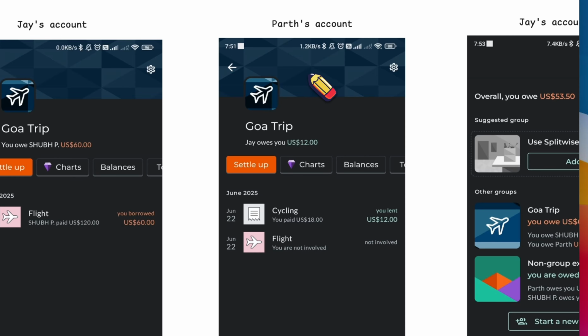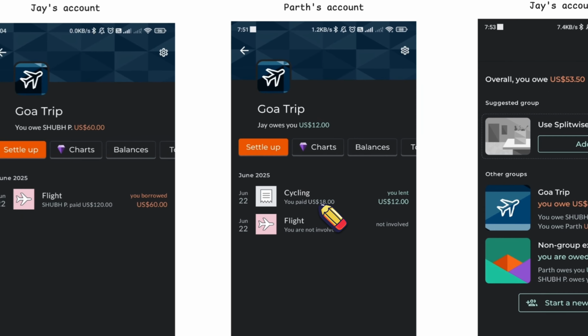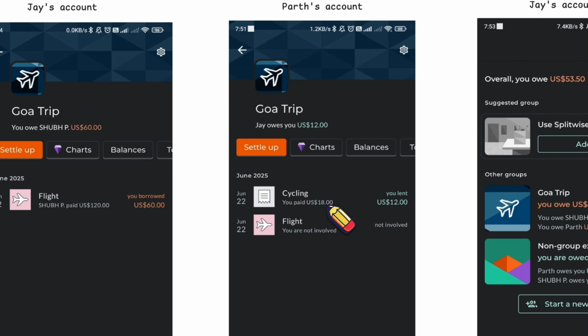Now all the friends, that is Parth, Jai and me, went for the cycling. So the total charge for the cycling was $18. It means that 18 divided by 3 is 6. So 6 belongs to Parth and the rest 12 will be paid by me and Jai.